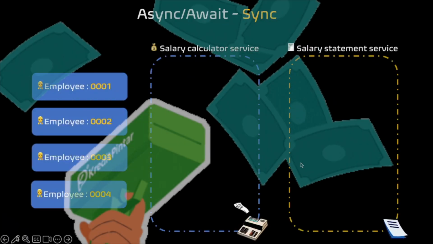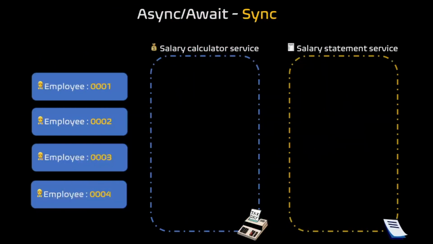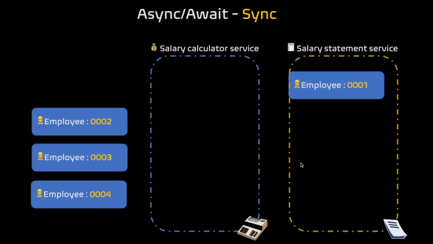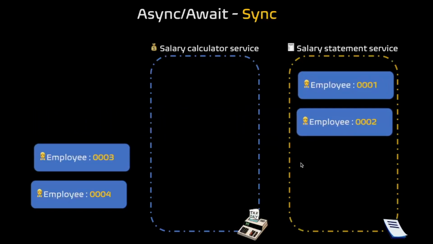Here we have an example of calculating the employee's salary and then editing their salary statements. If we want to calculate the salary of each employee and then send the salary statement to the accountant to correct them, we have to do this as fast as possible to pay the employees in time. So if we do this in a synchronous way, here's how it will be. We calculate the salary of the first employee, we edit his salary statement, and then we start with the second one, and then with the third, and finally with the last.